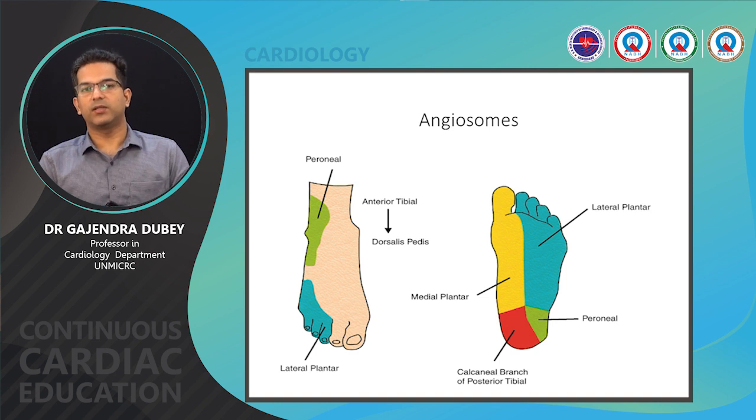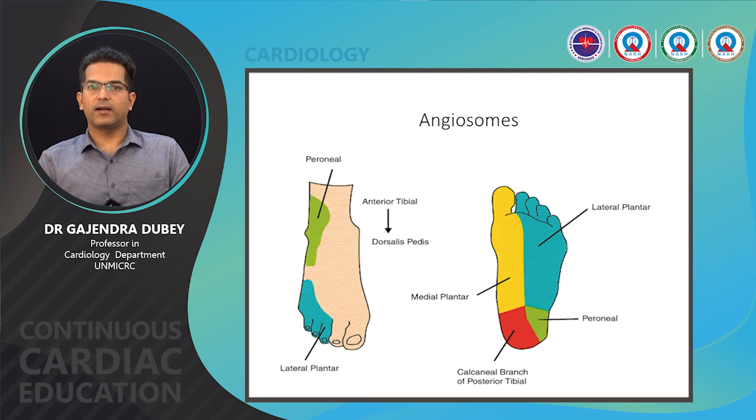So the dorsum of the foot is predominantly supplied by the anterior tibial and dorsalis pedis, and if you look at the plantar aspect, the main supply is from the posterior tibial. It has two terminal branches, the lateral plantar artery and the medial plantar artery. The lateral plantar artery supplies the lateral 2/3 of the foot, while the medial plantar artery supplies the medial 1/3. Small areas near the heel are supplied by the peroneal artery.